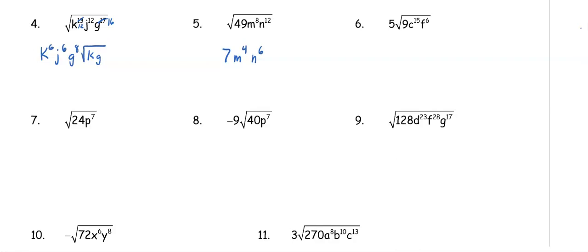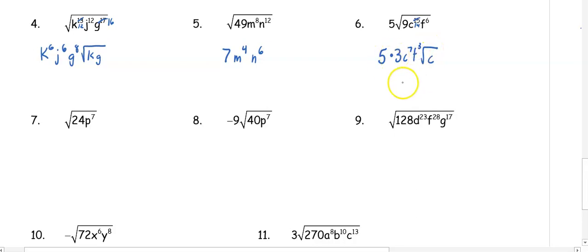Now, number 6. We already have a 5 there. We know the square root of 9 is 3, so 5 times 3. C is an odd number, so we're going to have a square root with c. This brings it down to an exponent of 14. Half of 14 is 7, so we have c to the 7th. And then f to the 6th, well, half of 6 is 3, so we can multiply 5 times 3, and we get 15, c to the 7th, f to the 3rd, square root c.